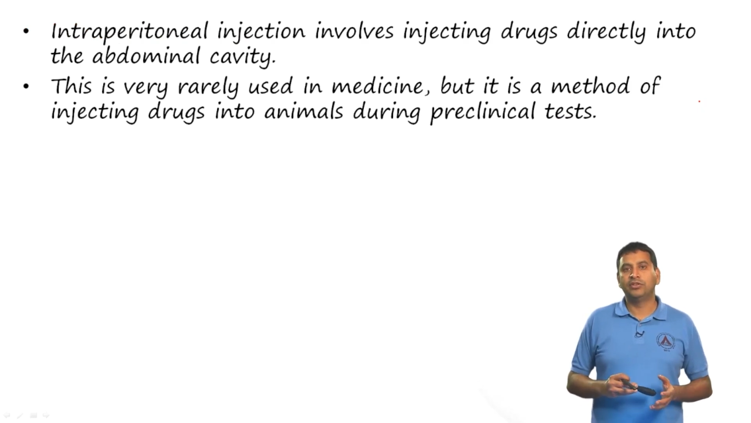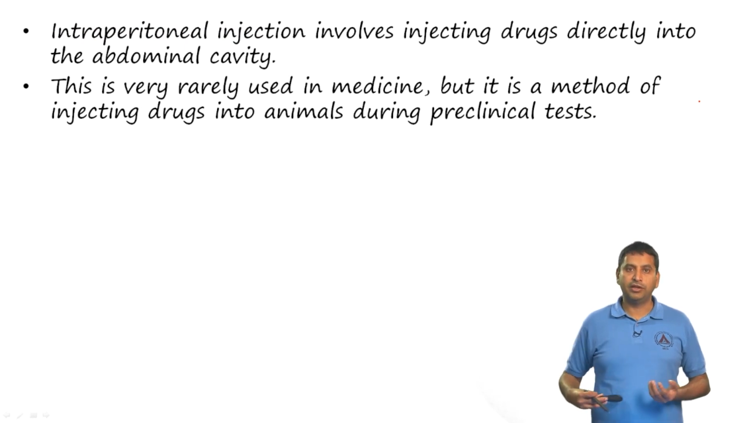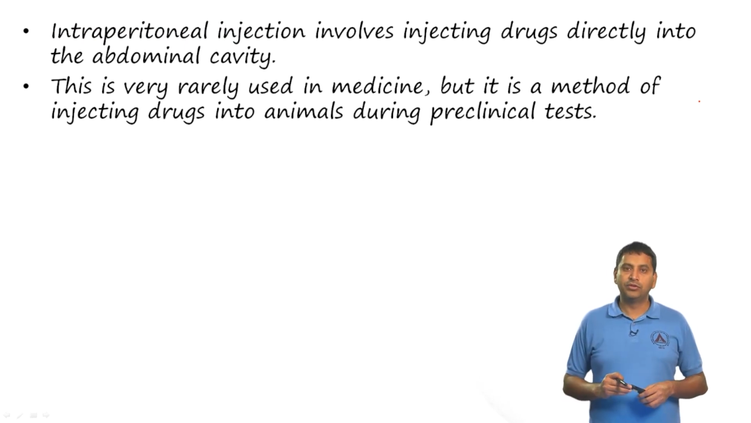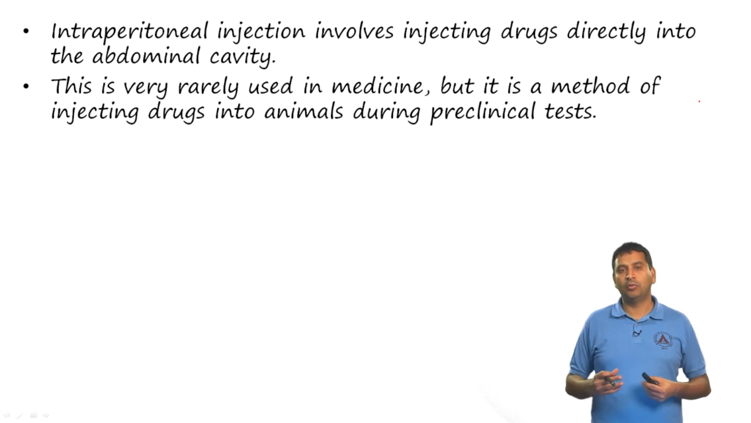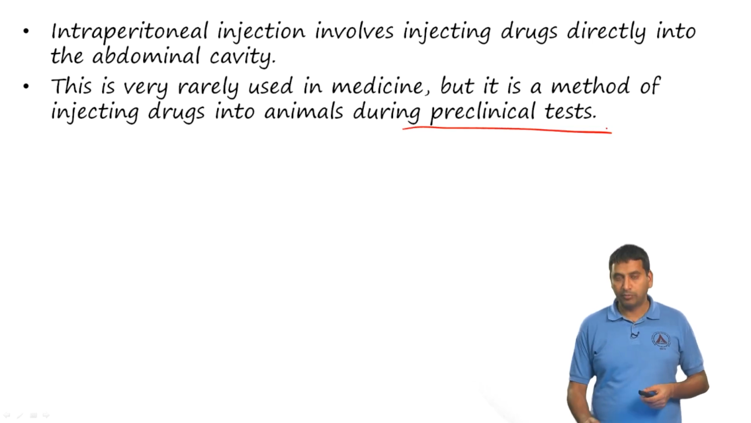Intraperitoneal injection involves injecting directly into the abdominal cavity, and this is very rarely used in medicine, but it is very commonly used in animals for preclinical tests.